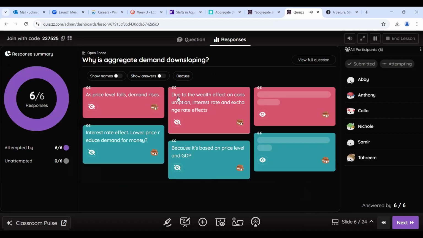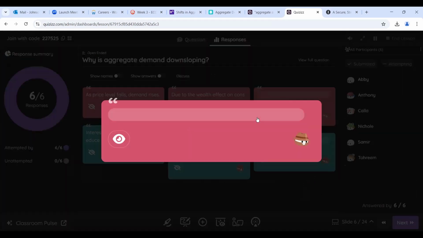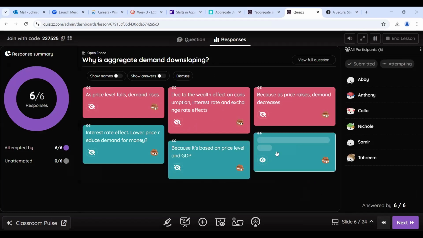So as price level falls, demand rises. There are the wealth effect on consumption, interest rate, and exchange rate effects because it's based on price level and GDP. Interest rate effect: lower price reduces demand for money. Because as price rises, demand decreases. So, one more to add in, as price rises, quantity demanded decreases.